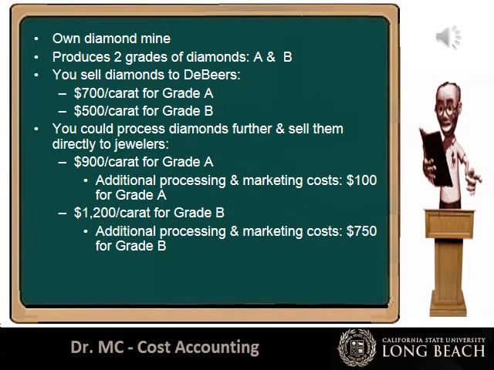Assume that you own a diamond mine that produces two grades of raw diamonds, grade A and grade B. Right now you sell the grade A diamonds for $700 per carat and you sell the grade B diamonds for $500 per carat. Rather than selling the raw diamonds, you could process the diamonds and sell the finished diamonds directly to jewelers. You could sell the grade A diamonds for $900 per carat after spending an extra $100 per carat to finish and market the diamond. You could also sell the grade B diamonds for $1,200 per carat after spending an extra $750 per carat to finish and market the diamond.